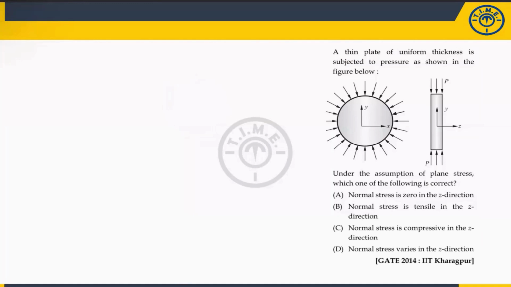Okay, so I'm just drawing a diagram. This is your thin plate. I hope you are able to visualize. This is basically the direction X, and this is the Y direction, and this will be the Z direction. Z direction means this thickness.